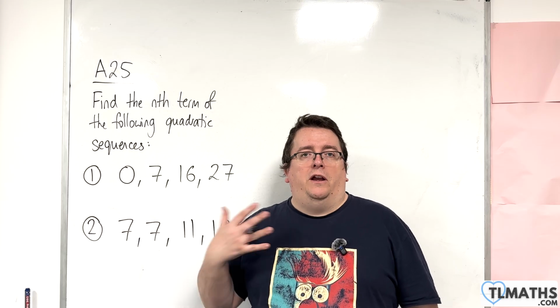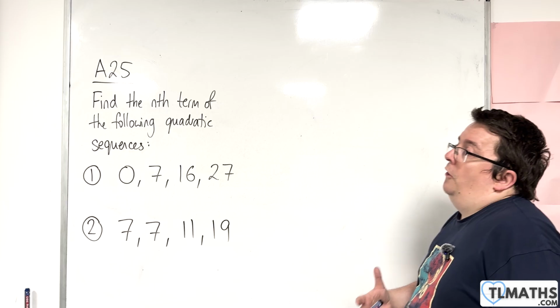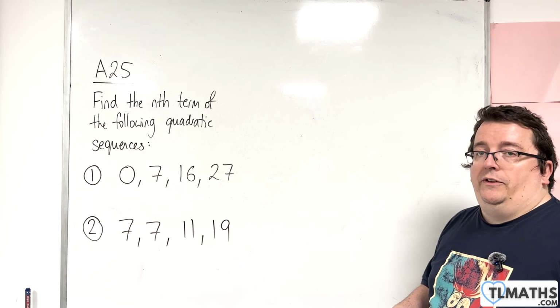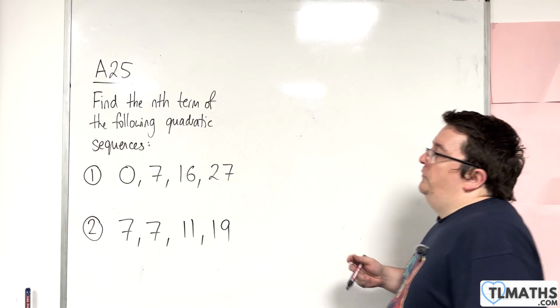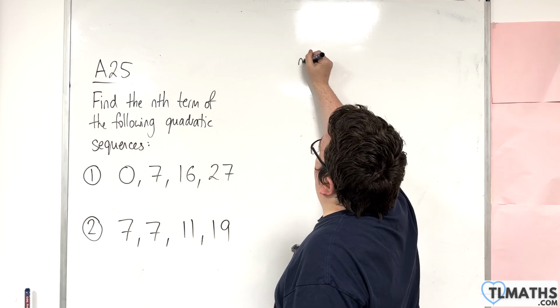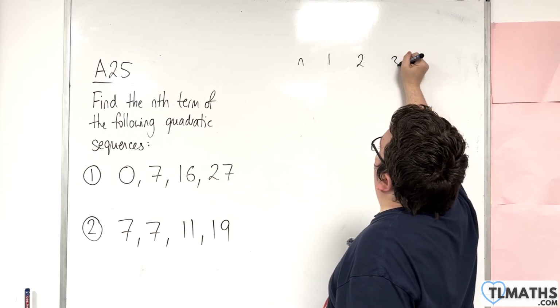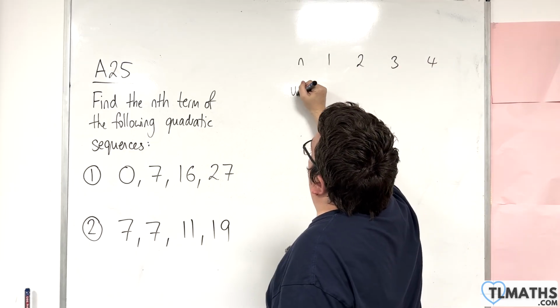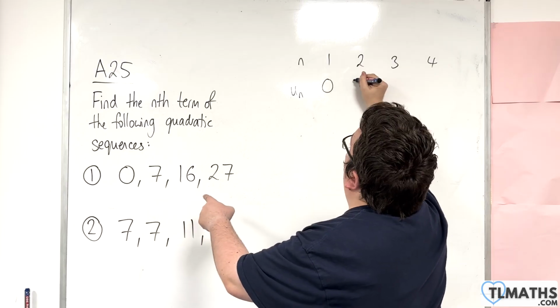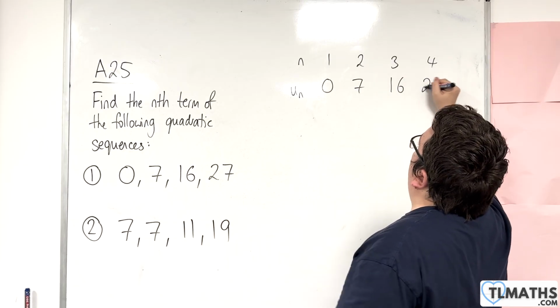So in this video, I'm going to go through a couple of examples of finding the nth term for quadratic sequences. For the first one, we have the first four terms, 1, 2, 3 and 4, are 0, 7, 16 and 27.